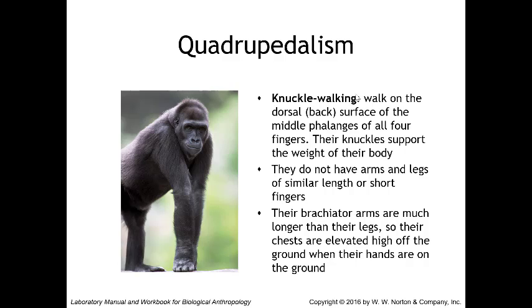So what happens is that their arms and legs are of different length, right? They don't have arms and legs of similar length, and they don't have short fingers. So their brachiator arms are much longer than their legs, so their chests are elevated high off the ground when their hands are on the ground, right?